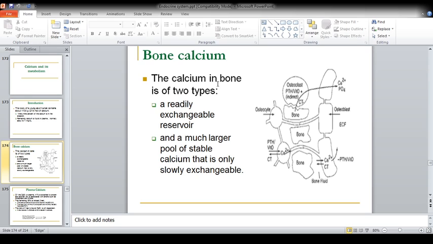The calcium in the bone is of two types. The first is the calcium which is available as a readily exchangeable reservoir that can be readily exchanged, absorbed, or excreted in or out of the bone. The other component, which is in much larger proportion, is a pool of stable calcium that is only slowly exchangeable, and this is in the form of molecules embedded within the bony matrix.